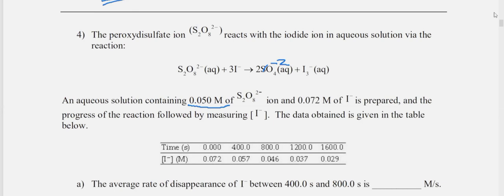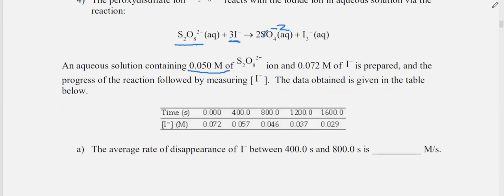What's the initial concentration of S2O8 2-? The answer is 0.05 molar. What's the initial concentration of iodide ion, I minus? The answer is 0.072. And this data represents the concentration of I minus. So when time is 0, the concentration of I minus is 0.072, right? After 400 seconds, the concentration of reactant decreases. That is, the I minus concentration becomes 0.057. So as time proceeds, the concentration of I minus obviously decreases due to progress of the reaction.